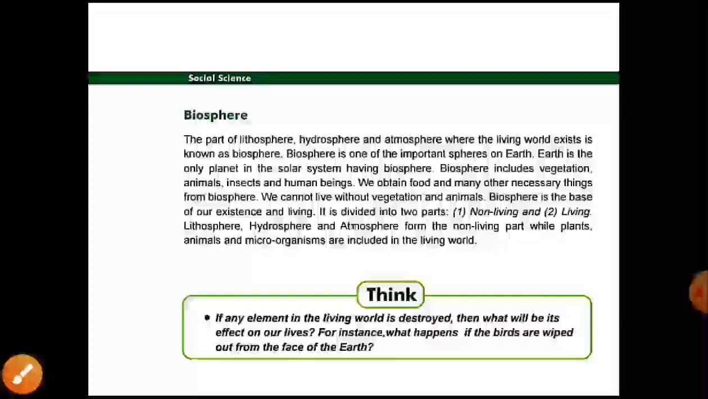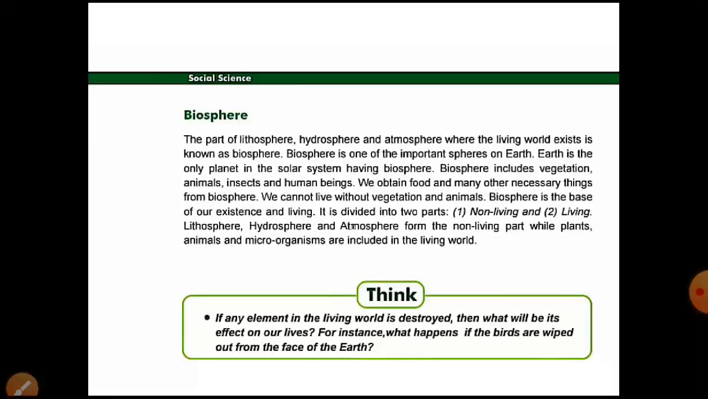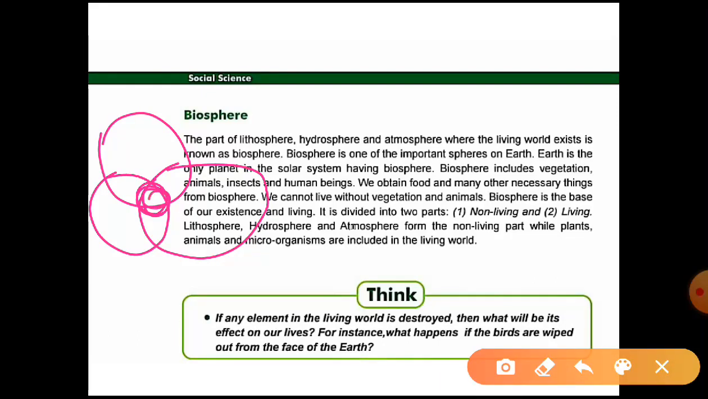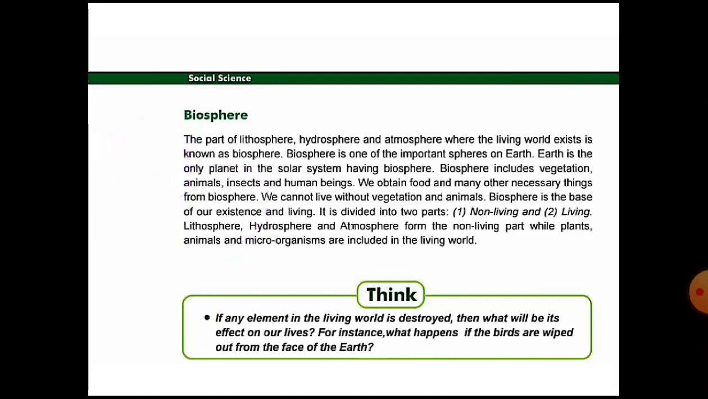Now the next one, biosphere, which is an important sphere on the earth's surface, and which is possible because of the previous three spheres. Which three? Lithosphere, hydrosphere and atmosphere. The part of lithosphere, hydrosphere and atmosphere where the living world exists is known as the biosphere. Here the three meet in a small portion, and this one layer is known as the biosphere.